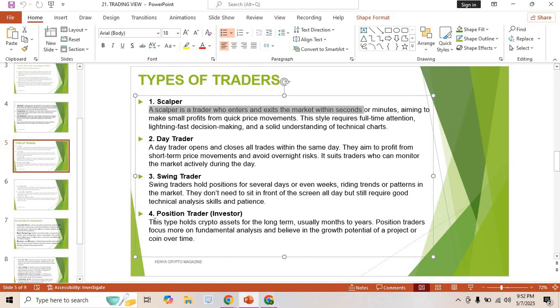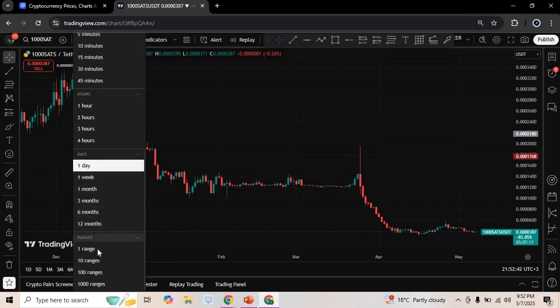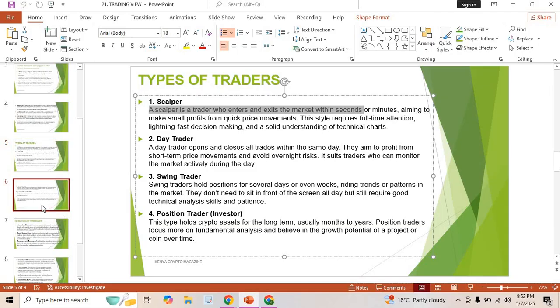So a swing trader and a position trader are almost the same. This type holds crypto assets for the long term, usually months to years. Position traders focus more on fundamental analysis and believe in the growth potential of a project or coin over time. So mostly the time frame they use is everything above 1 week. Then you have many other different types of traders.